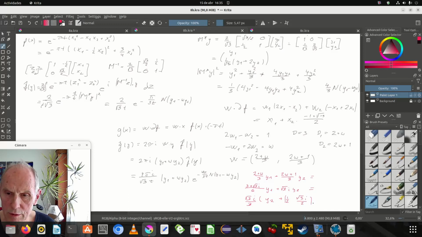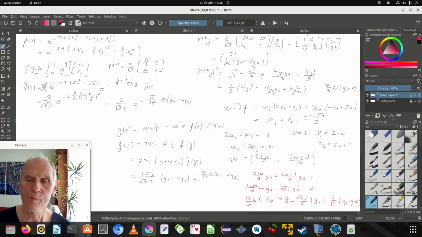Halves times y1. Now that gives 6, and that gives minus 3. So it's a minus. And that means that it's I divided by square root 3 times y2 minus y1 omega. And that was exactly what we needed.